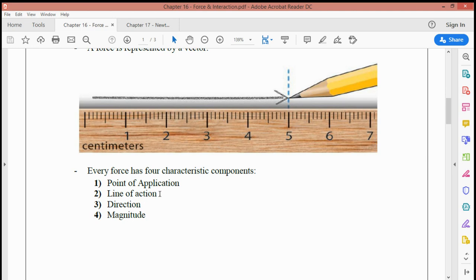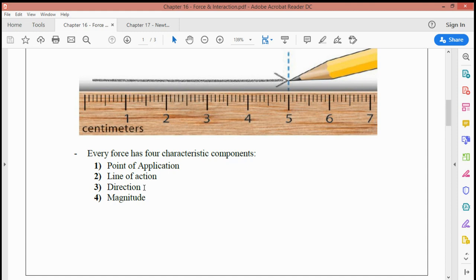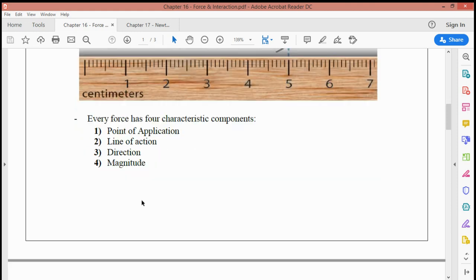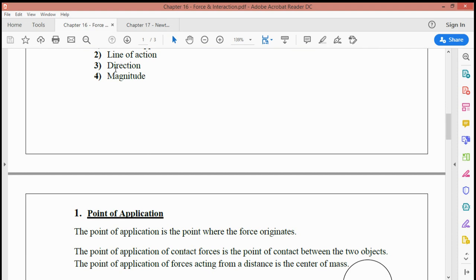The line of action is one of three. It's either vertical, horizontal, or oblique. The direction is upward, downward, right, left, and so on. The magnitude: we can calculate the weight by weight equals mass times gravity, and tension using Hooke's law, K times delta L, where K is the stiffness of the spring and delta L is the elongation or the compression of the spring. We can also calculate the magnitudes of the forces using the condition of equilibrium, which is called Newton's first law.